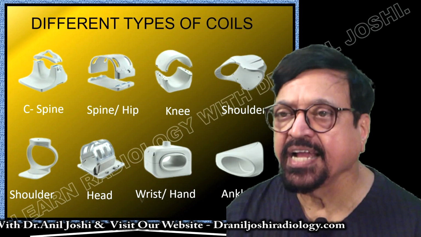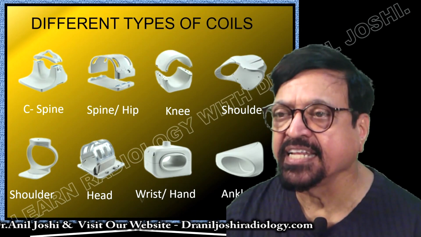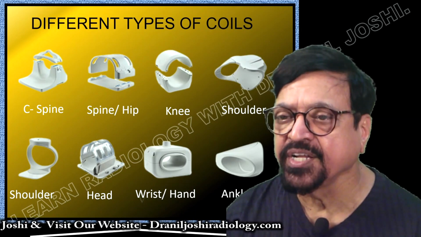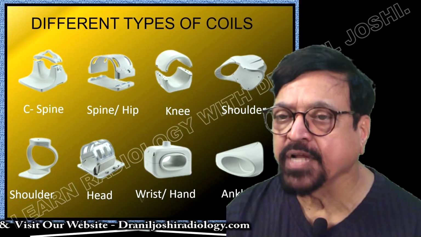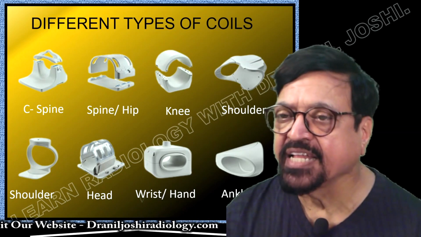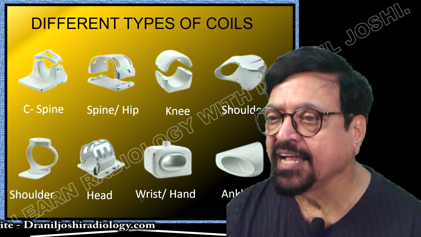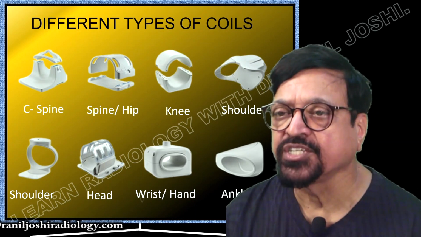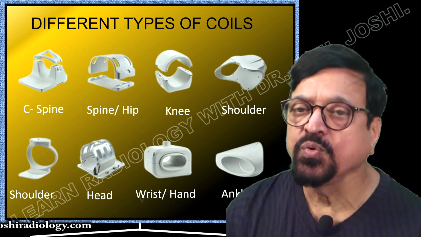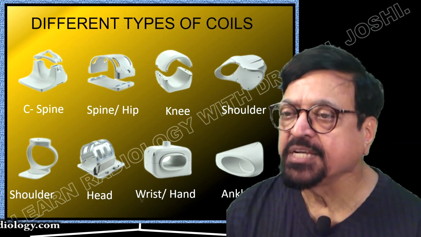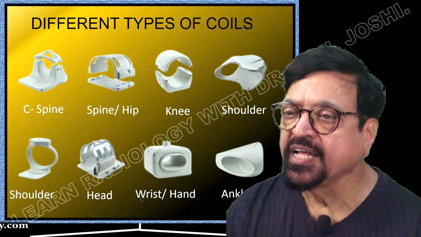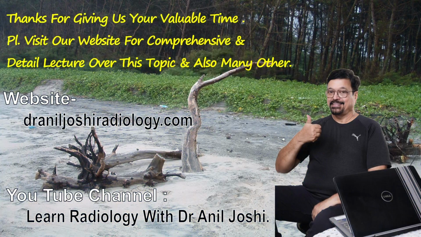Now look at these different types of coils for spine. First is cervical spine, second is lumbar and thoracic spine, then knee joint, then shoulder joint. You have got two types of shoulder joint coils, then there is a head coil, wrist and hand, and ankle and foot for small parts. If you want to do good MSK work, these specialized coils for wrist and ankle are necessary. And as I also told you, for MR mammography, you need to have a specialized coil and technique.